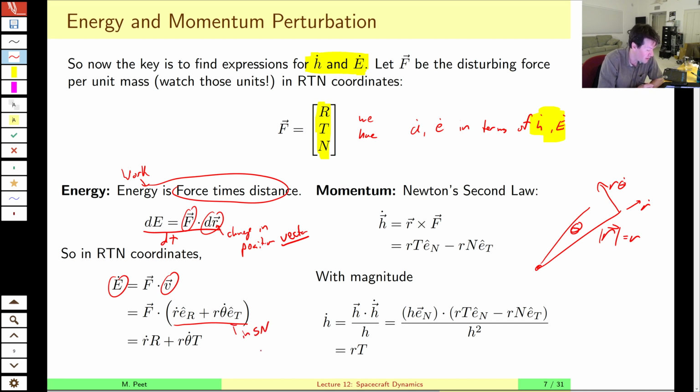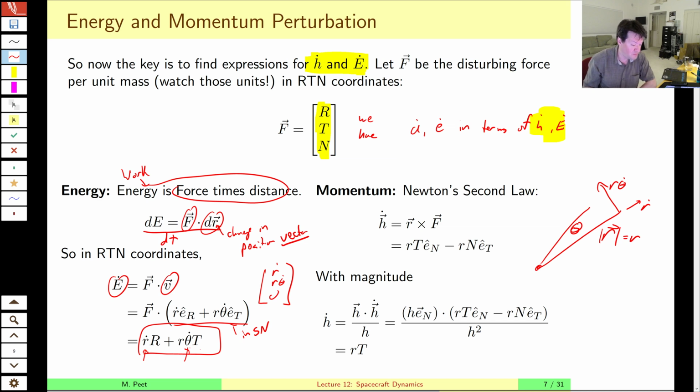RTN coordinate system. And of course, this is already in the RTN coordinate system. And so we could just take the dot product of those two vectors. This is r dot, r theta dot, 0, right? Just take the dot product of those two, and we get a scalar expression for E dot. So that's nice in terms of r and t, and r dot and theta dot. We'll need to simplify these expressions, of course, later on. But for now, that's what we have.